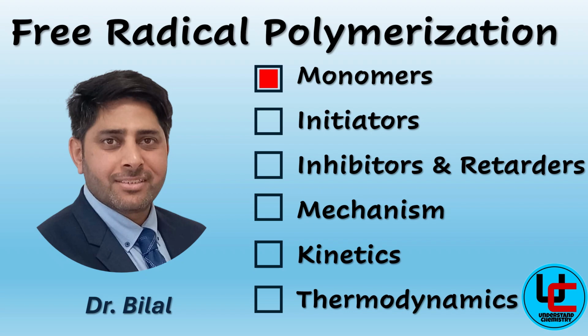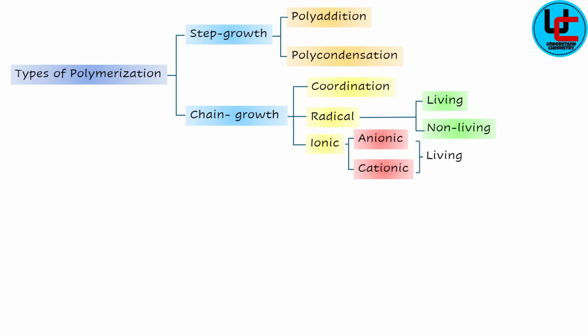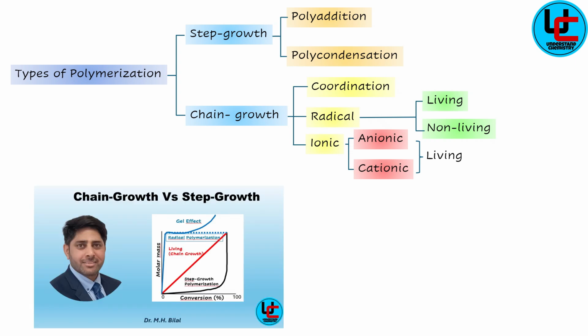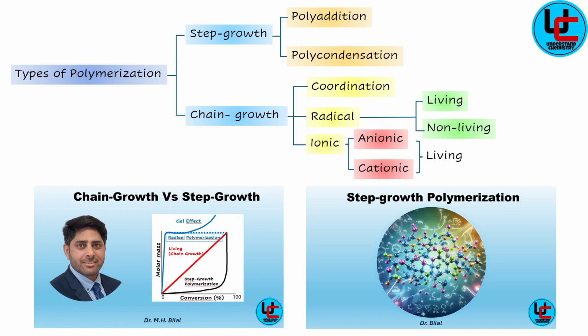So let's get started. At first, let us take a brief look at the overall classification of polymerization. Polymerization processes are broadly divided into two types: step growth polymerization and chain growth polymerization. Step growth includes mechanisms like polyaddition and polycondensation, while chain growth polymerization can occur through coordination, ionic, or radical pathways. I have already uploaded my lecture on the difference between chain growth and step growth polymerization. Also, you can find a detailed video on step growth polymerization.